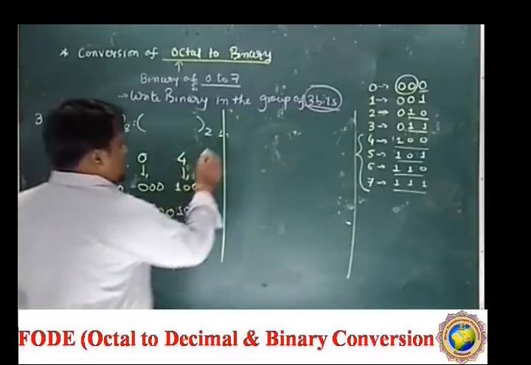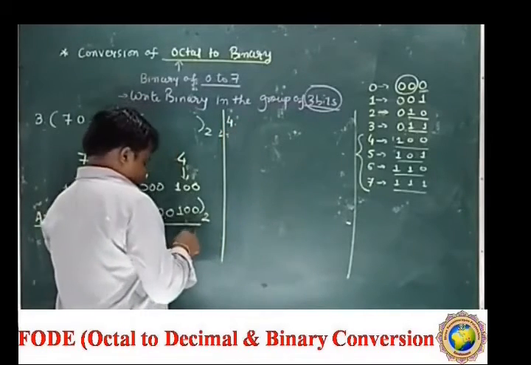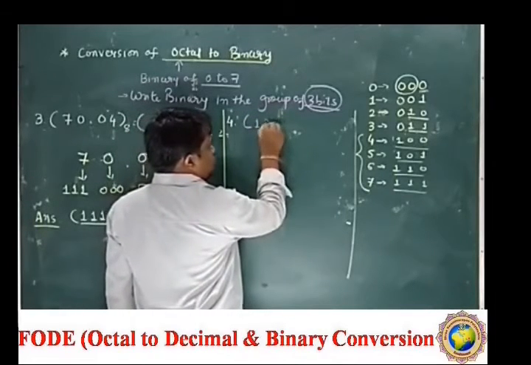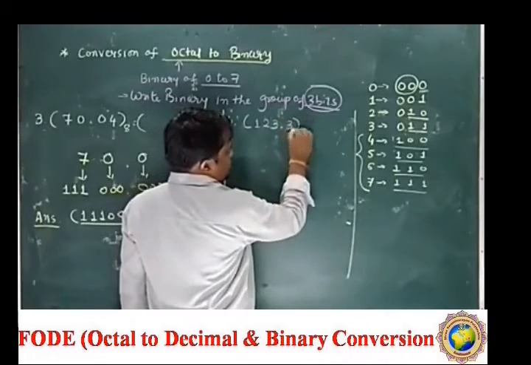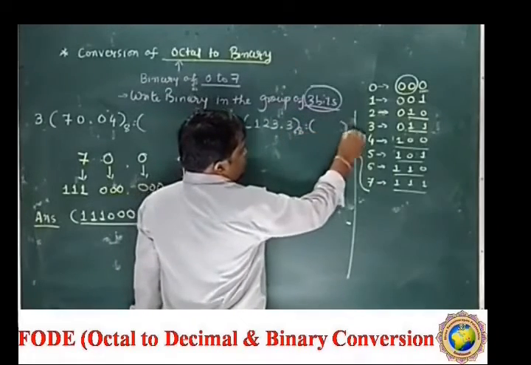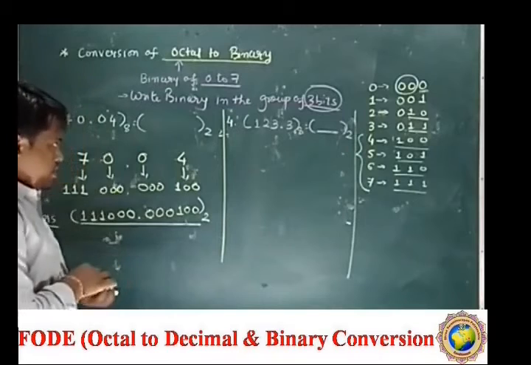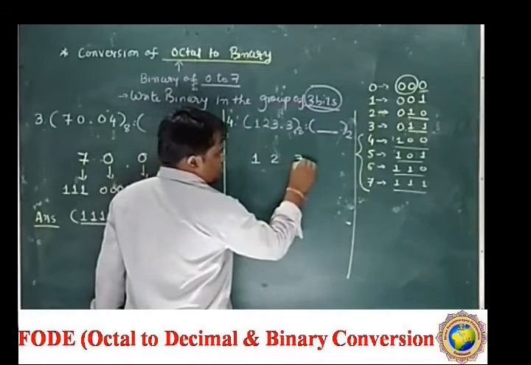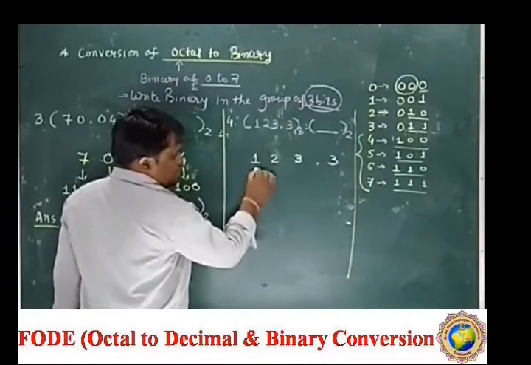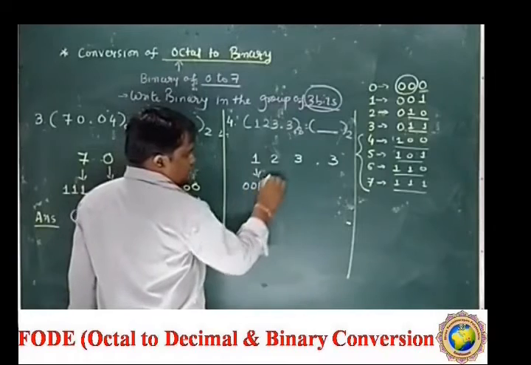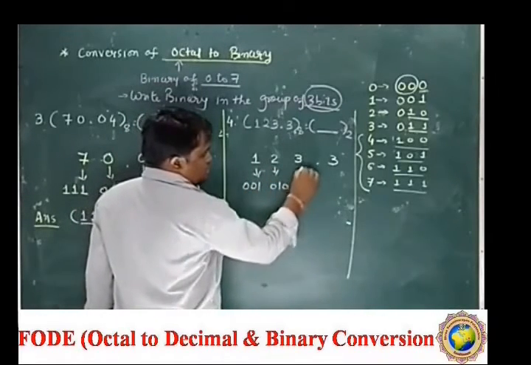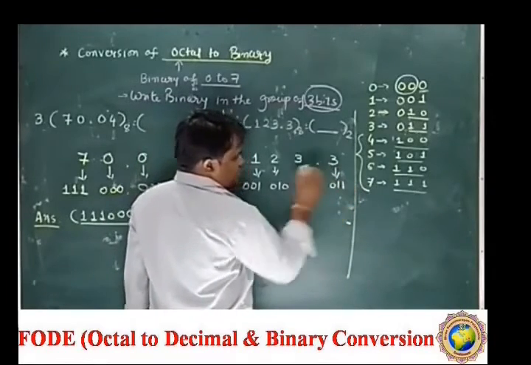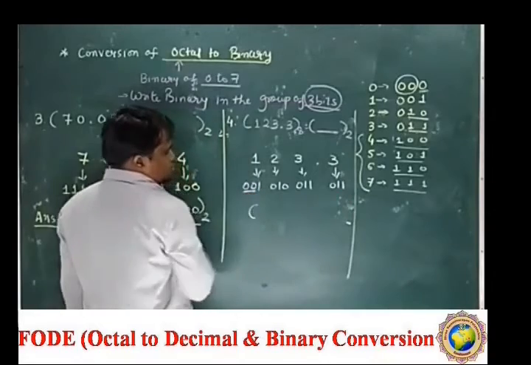So example number 4: 1 2 3.3, and this is to be converted into binary. So put here whatever your number is. So it's 1 2 3 3. Here is the point. What is the binary of 1? It's 0 0 1. What is the binary of 2? 0 1 0. What is the binary of 3? 0 1 1. What is the binary of 3? 0 1 1.